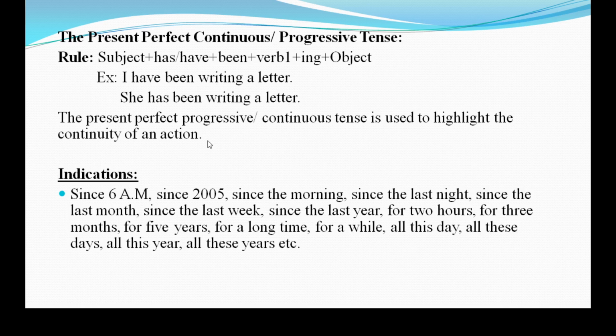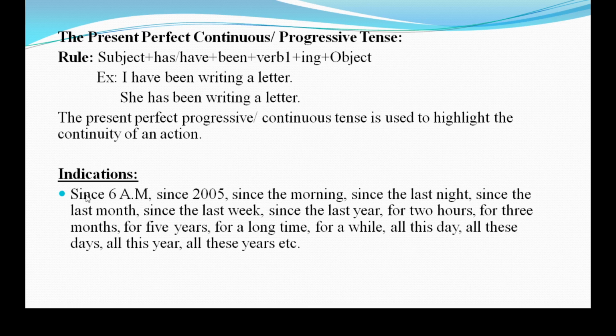Here, the prepositions since and for are often used with verbs in the present perfect progressive tense. Since is used to refer to the point of time in the past at which an action began, while for refers to the period of time during which the action has been in progress. The present perfect progressive tense is used to highlight the continuity of an action.